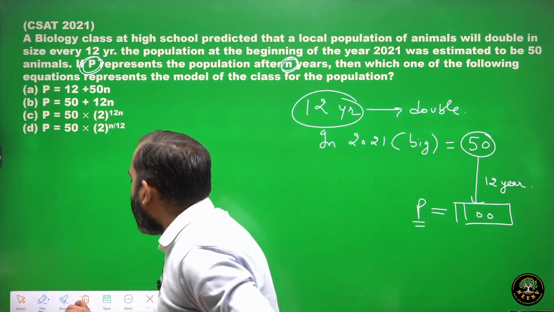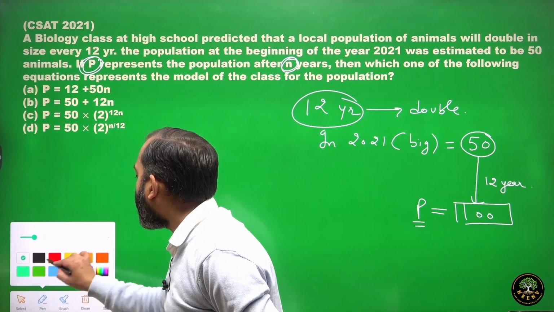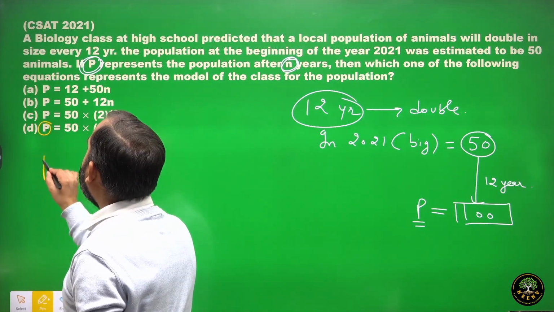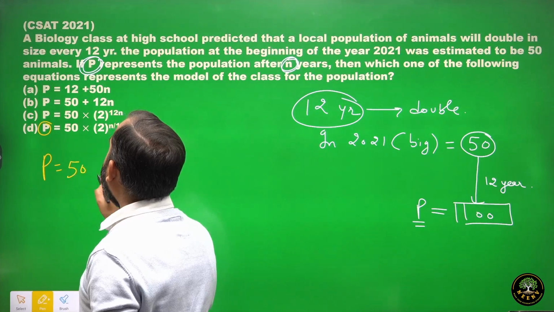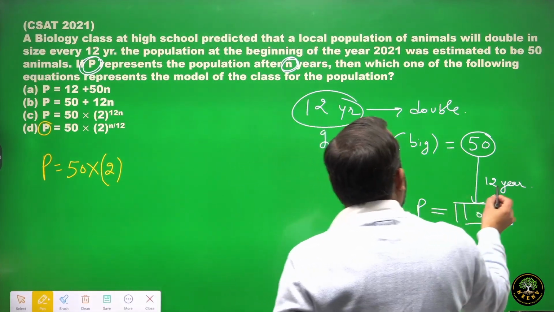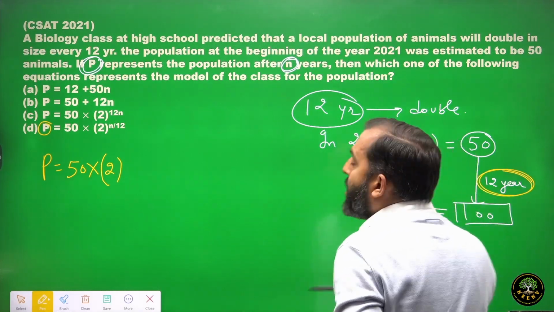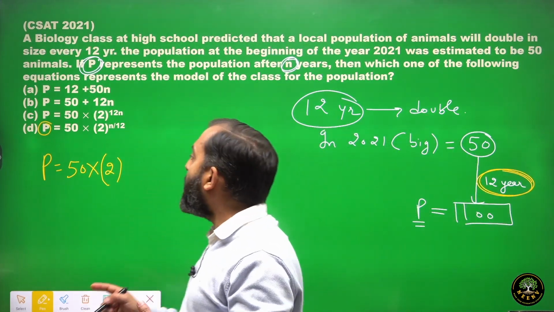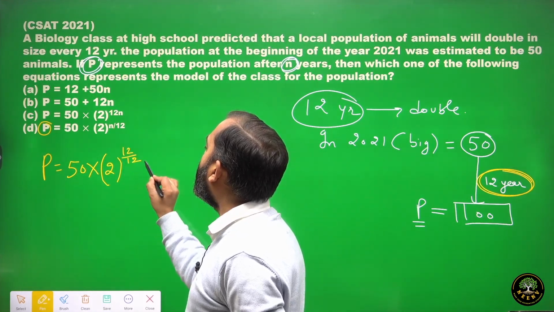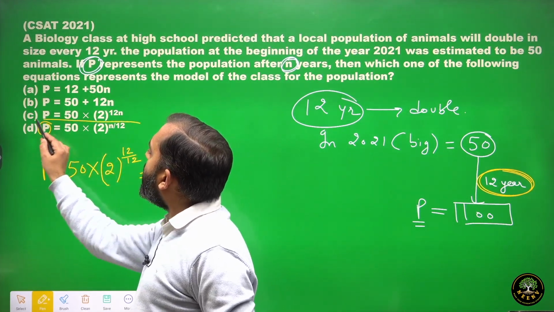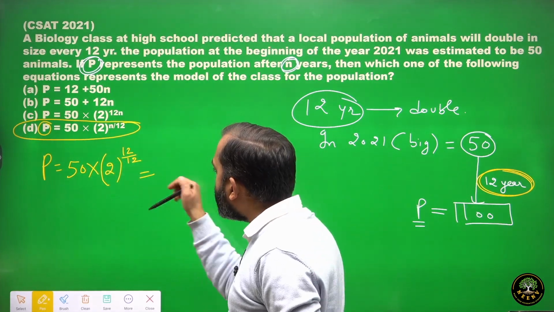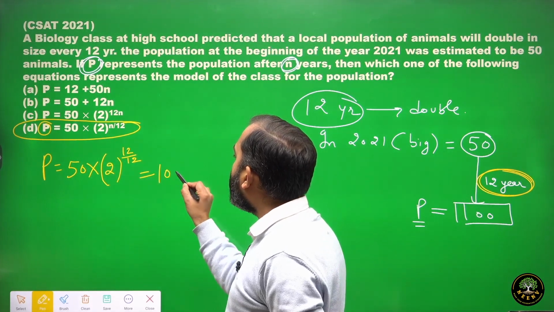So if we apply this logic to option D first. P represents population, 50 into 2. Now the value of n represents time here. If we assume the value of n to be 12, it becomes 12 by 12. So as per this equation, if the value of n is 12, my population becomes what? If we solve this, my population becomes what?